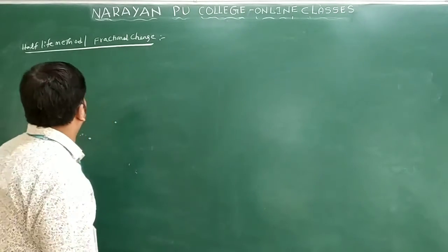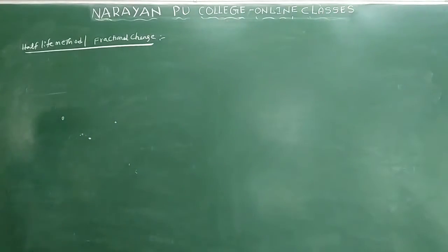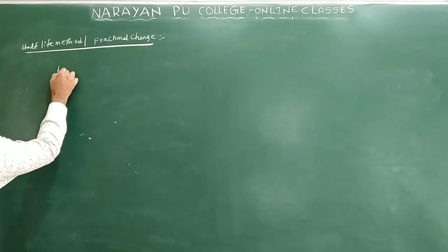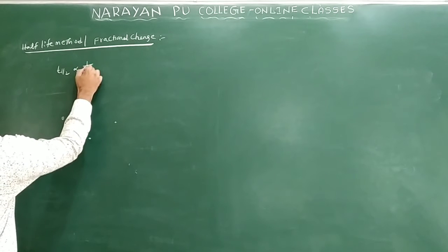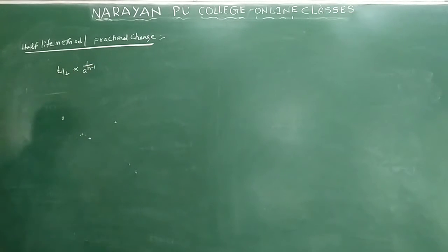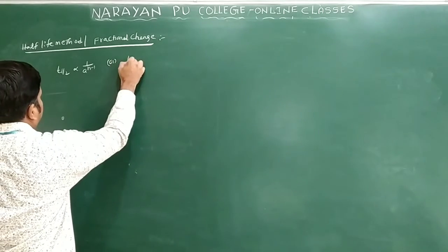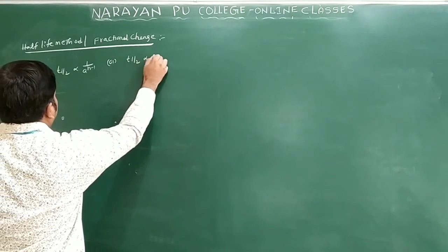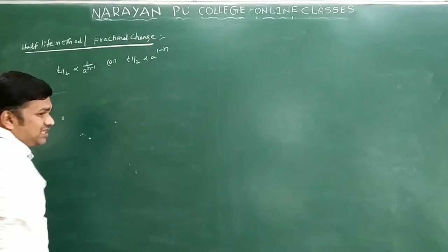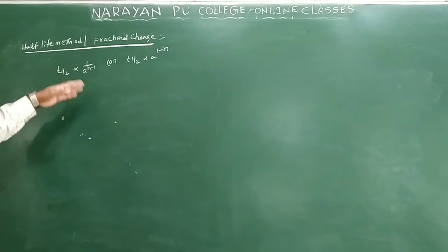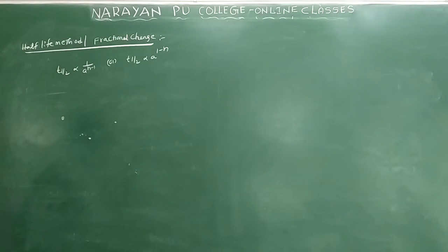So the next one here: the fractional method, the half-life method. You know the formula: t half is inversely proportional to 1 by a power n minus 1. Or you can write the formula like this also: t half is directly proportional to a power 1 minus n. What are we using? t half is inversely proportional to 1 by a power n minus 1.